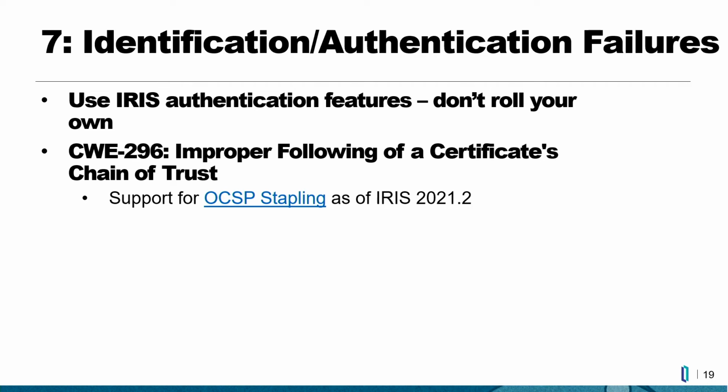So one weakness here is improper following of a certificate's chain of trust. This has to do with, say you're checking a certificate, but you don't know that the certificate authority that issued it has actually revoked that certificate because it got stolen somehow. One new IRIS feature that helps with this is support for OCSP stapling as of IRIS 2021.2.